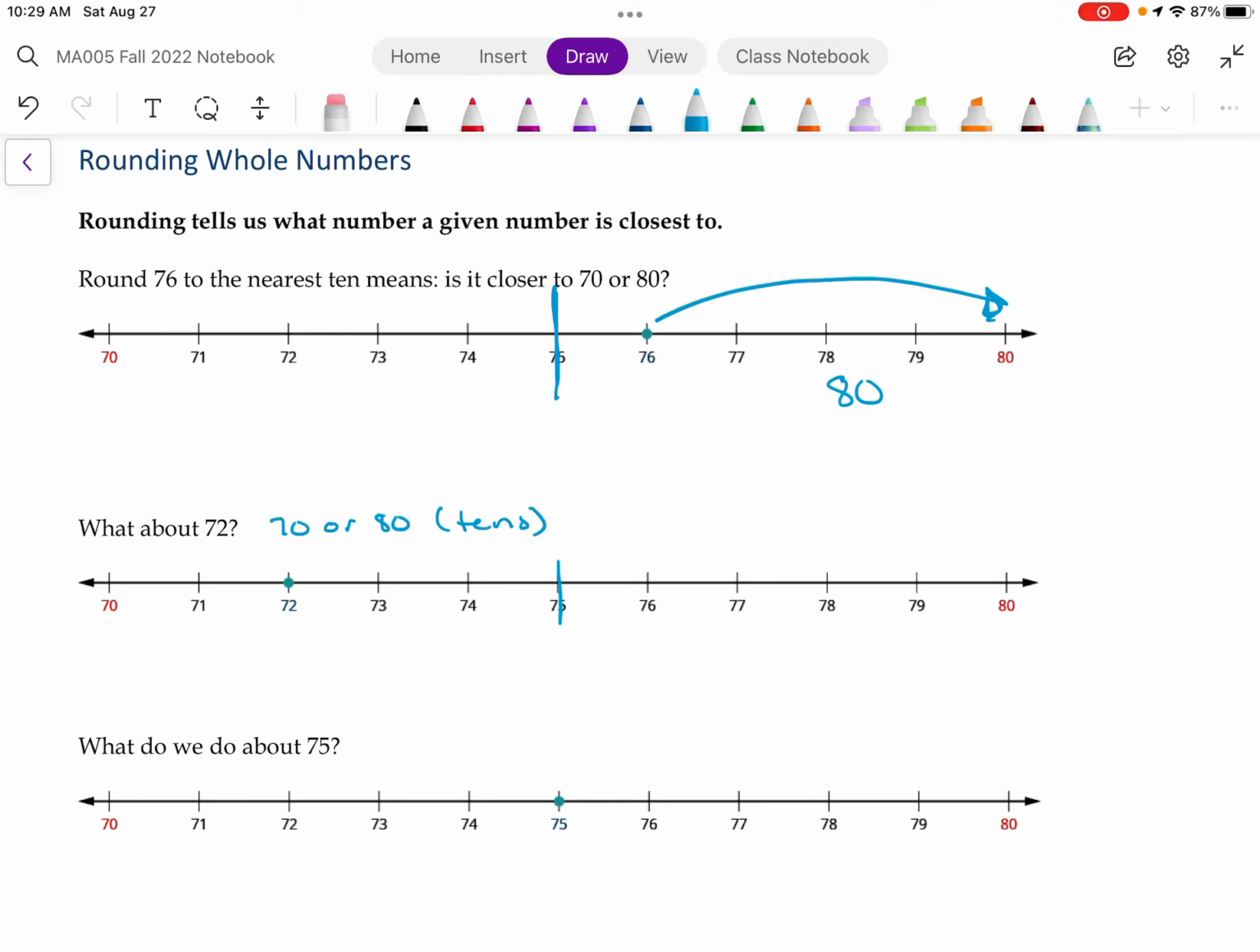So if 75 is in the middle, then 72 rounds to 70. I don't say equals. I don't use the equal symbol. I say it's going to round to 70. I use an arrow or colon or something. Don't say equals because it doesn't equal 70. It rounds to 70. It's closer to 70 than it is to 80.